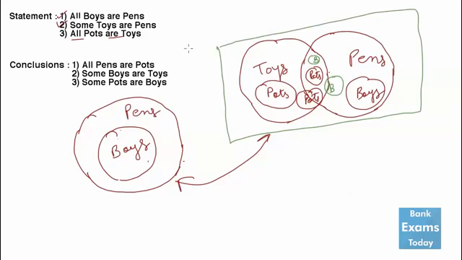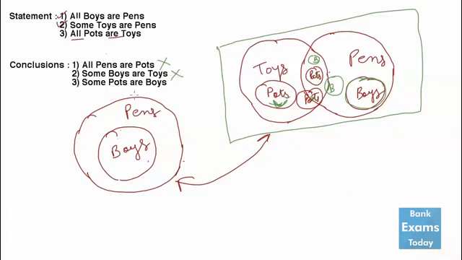So let's move on to the conclusions. All pens are pots. So look at this circle. If this is the position, if the pot is not here, if it is here, then all the pens are not pots. So it is not possible at all. Some boys are toys. So if the situation is like this, if the circle boys is situated here, then there is no relation between the toys and the boys. So this conclusion is not followed.